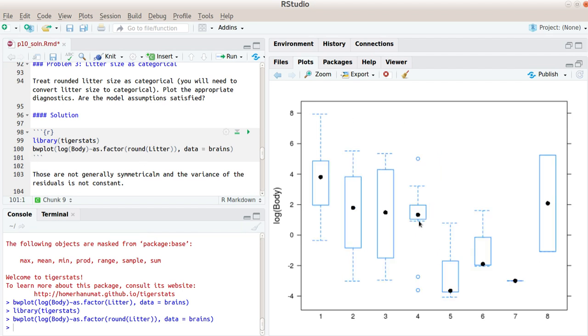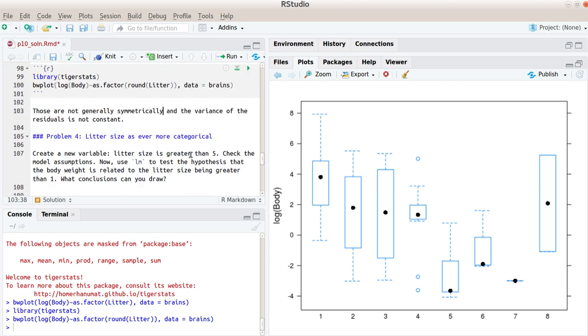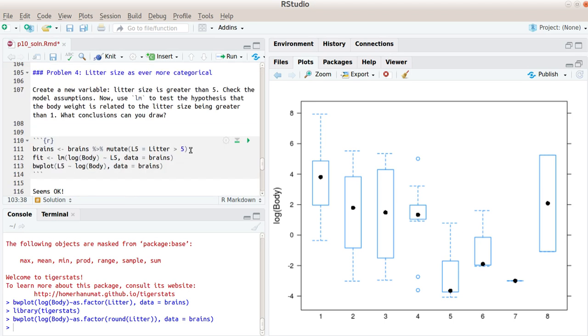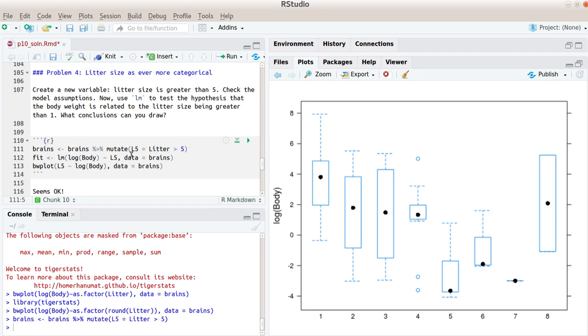And this still gives me some categories where there are a lot of outliers. So for example, letter size 4: the width is approximately constant, but here we have a lot of outliers. So we're saying, okay, we can't run the regression here. Instead, let's make the categories smaller. Let's make 2 categories: one is letter size greater than 5, and the other is letter size 5 or smaller. That's going to be my new column in brains. I'll call it L5, and that's going to be letter greater than 5.